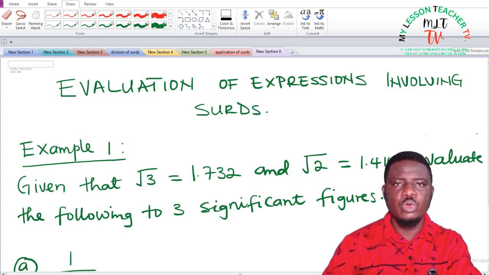Today's class is a continuation of our previous classes on application of surds. In today's class, we shall be looking at evaluation of expressions involving surds.